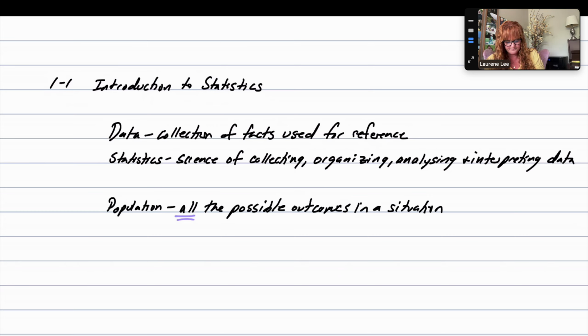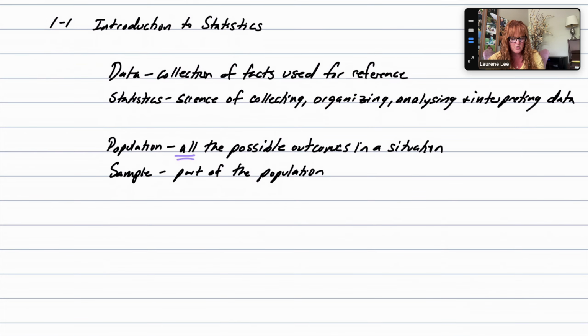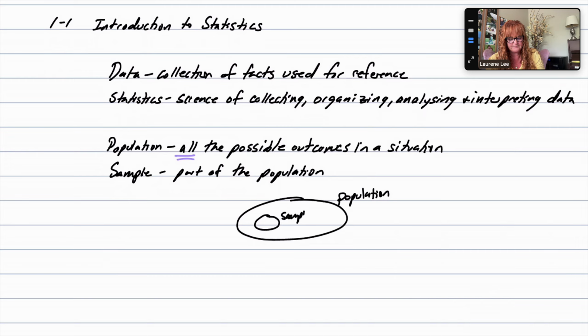A sample is a part of the population. If you want to think of it as a Venn diagram, we can draw a large circle and call that our population. This is all of the elements that we're interested in. And then we can draw a small circle inside it, and this is a sample. So a sample is a little part of the population.